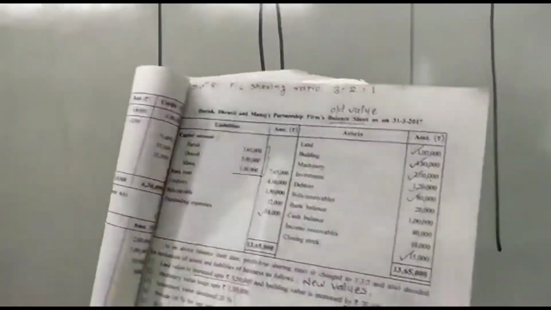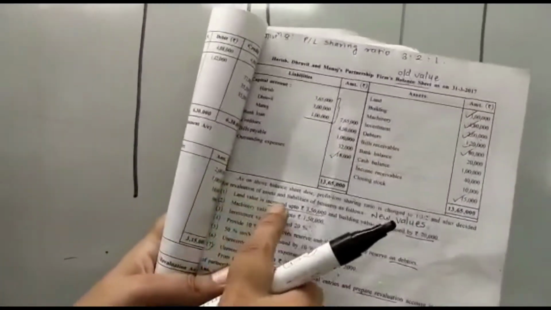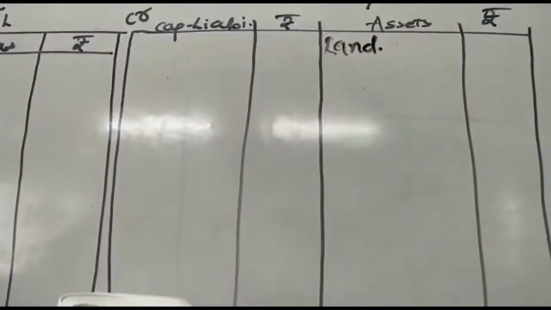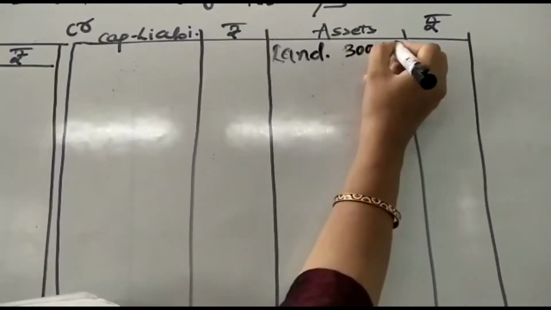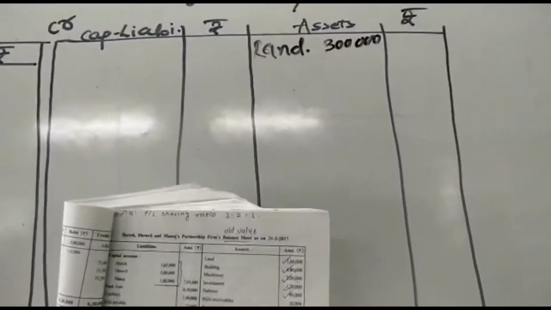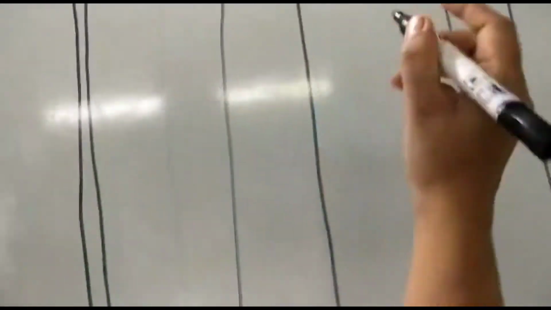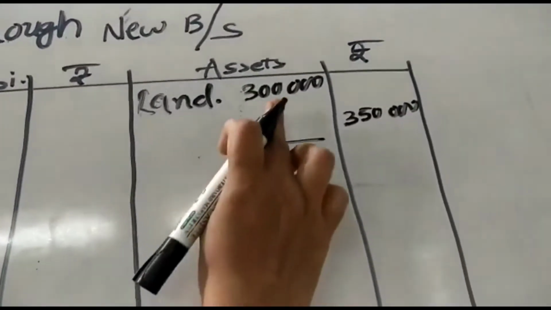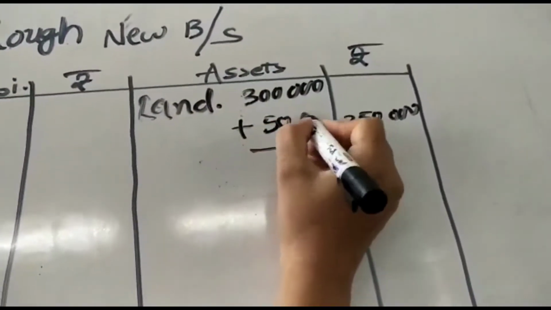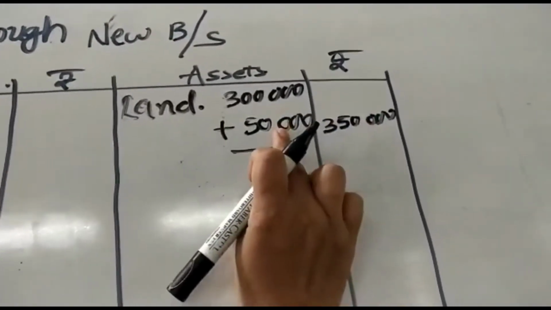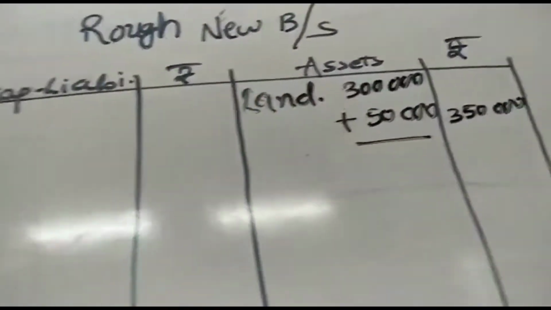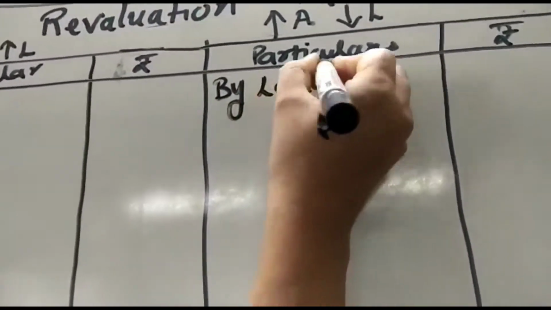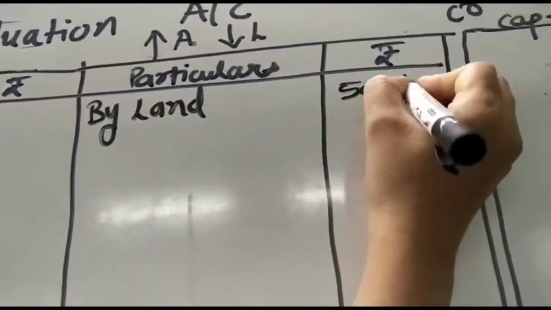So let us start the sum. First adjustment, land value is increased. So I am going to write in the rough balance sheet the land value, and that is written in the original old balance sheet as 3 lakh, and it's increased up to 3,50,000. So outer column new value 3,50,000. Now tell me, is it increased? Yes, it is increased by how much? 50,000. So this 50,000 I am going to write as increase in asset, that is revaluation account credit side by land. The difference figure would be 50,000.